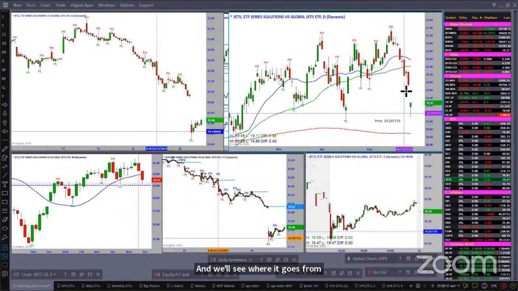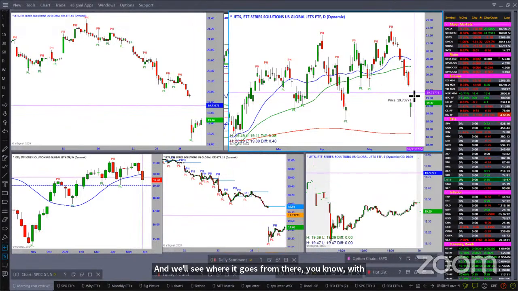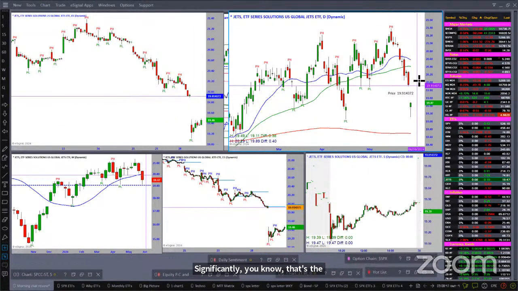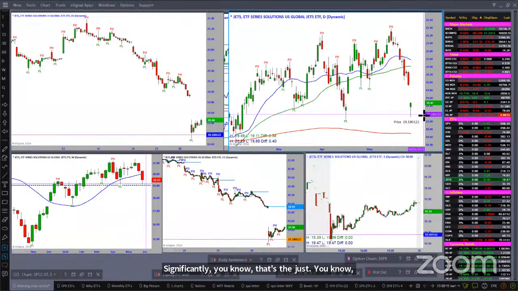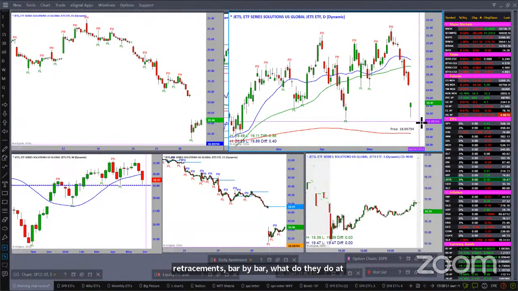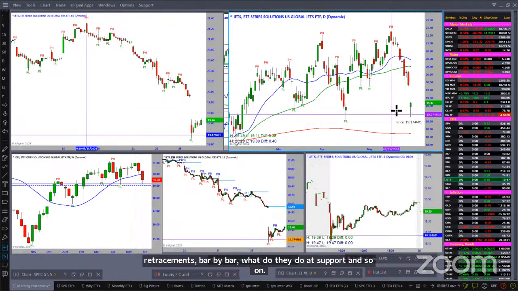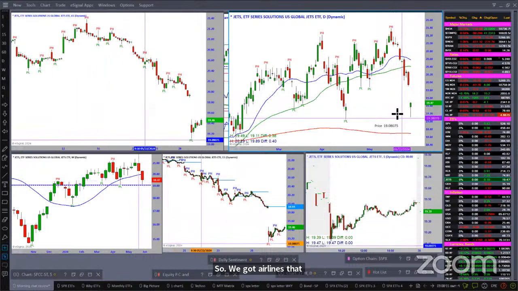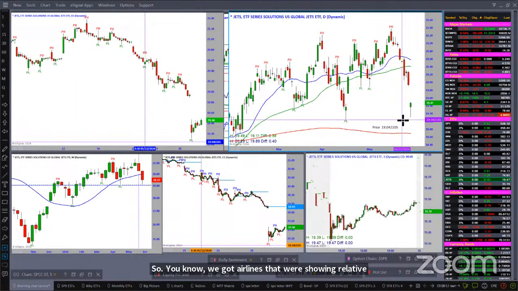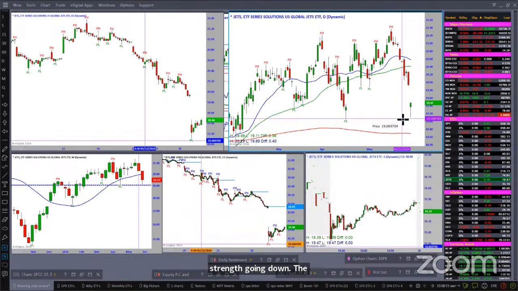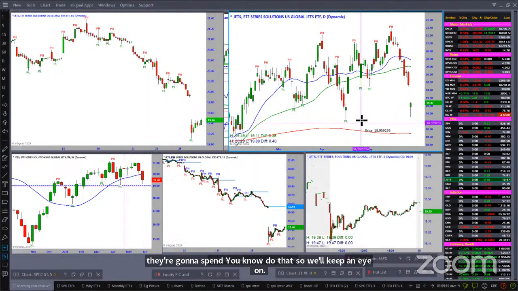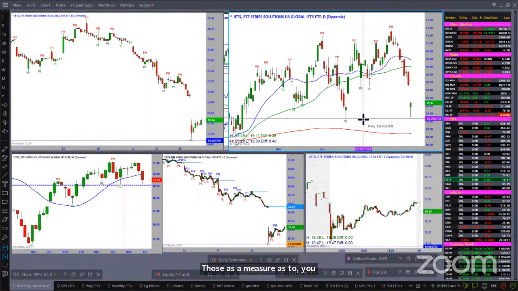How does it retrace significantly? Retracements bar by bar. What do they do at support and so on? So, we got airlines that were showing relative strength going down. The cruise lines are still showing some relative strength. So people, summertime, they're going on vacation, they're going to spend to do that. So we'll keep an eye on those as a measure as to what consumers are doing.